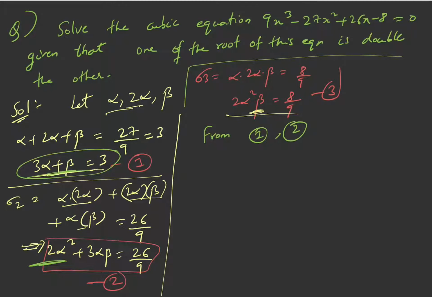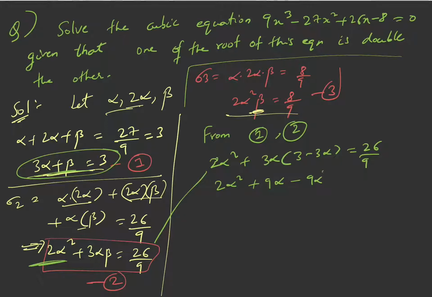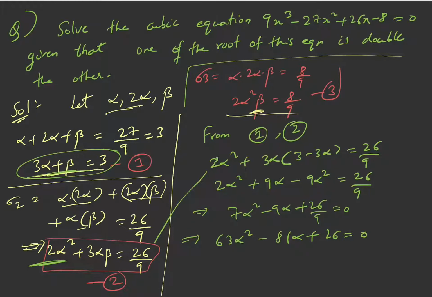So from equation 1 and equation 2, this is 2 alpha square plus 3 alpha into the value of beta, which I am taking from equation 1, 3 minus 3 alpha, is 26 by 9. So this is 2 alpha square plus 9 alpha minus 9 alpha square is equal to 26 by 9. So finally you will get 7 alpha square minus 9 alpha plus 26 by 9 is equal to 0, right? I have taken all the terms to one side. So this is 63 alpha square minus 81 alpha plus 26 is equal to 0.